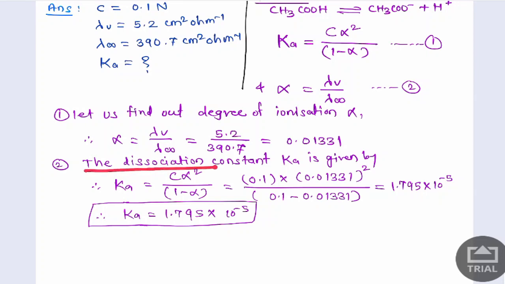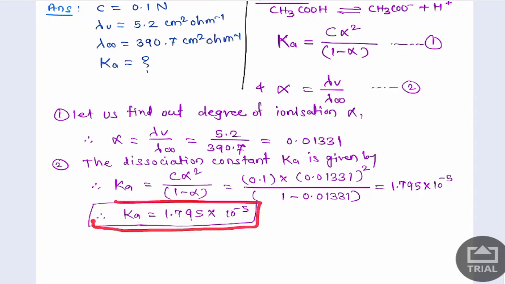The dissociation constant Ka is given by C alpha square upon 1 minus alpha. Now let us put the value of C. C is 0.1, alpha is 0.01331, which we have just calculated, upon 1 minus 0.01331. If we solve this, we get 1.795 into 10 raised to minus 5. So Ka is equal to 1.795 into 10 raised to minus 5.